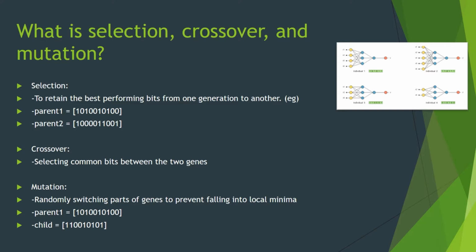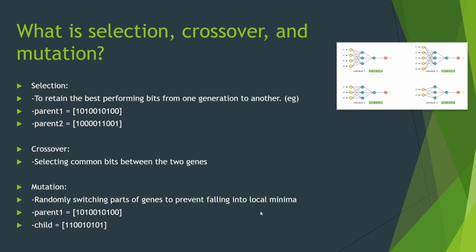Well, selection first. It's to retain the best performing bits from one generation to another. An example is this. So it would be a parent with this. Let's say this is the best. Then crossover would go selecting common bits between the two genes. Now mutation. It chooses common bits so they can match up and then add it to the child.